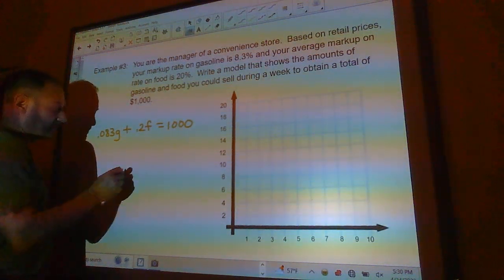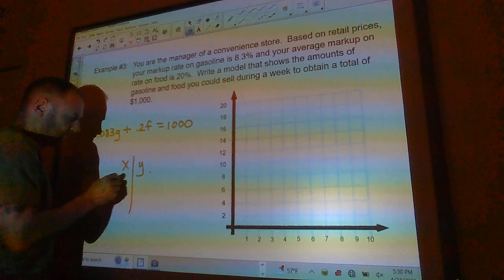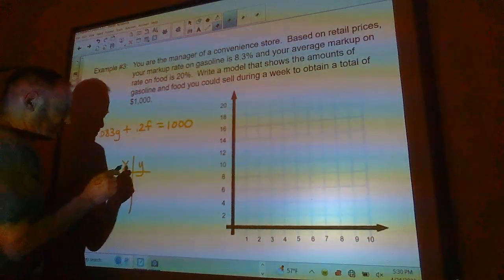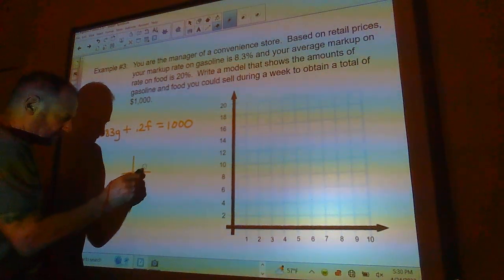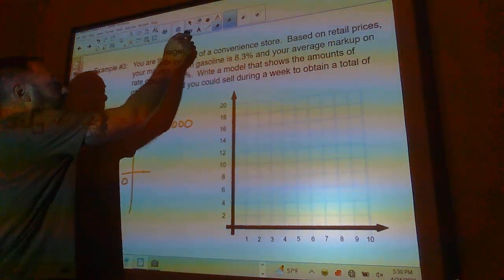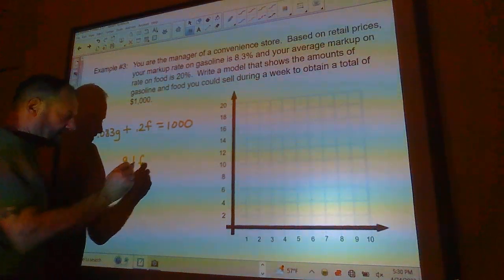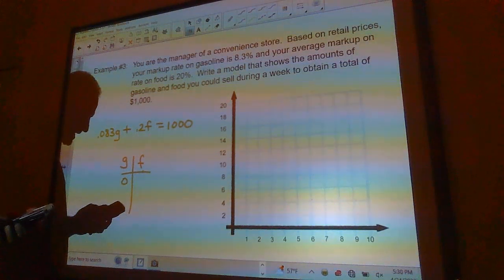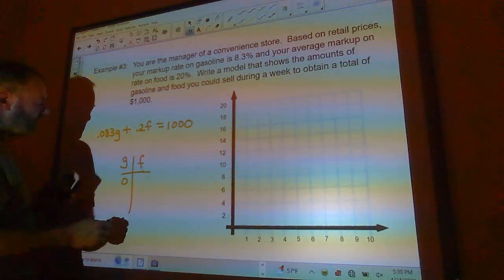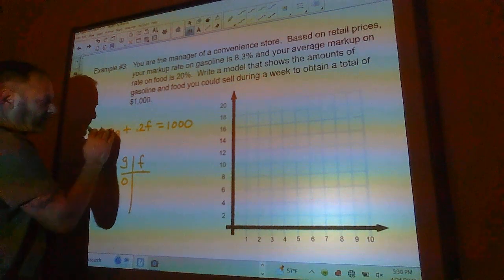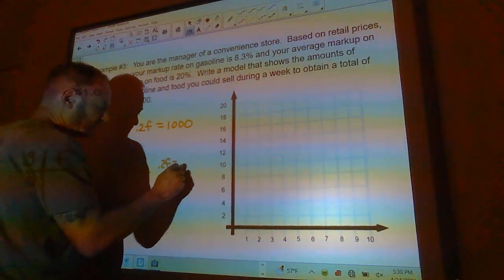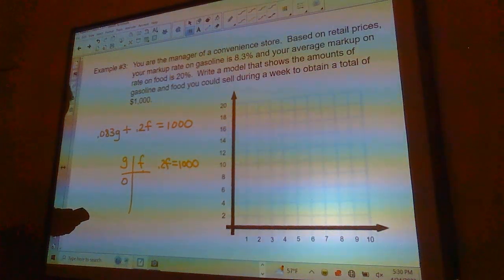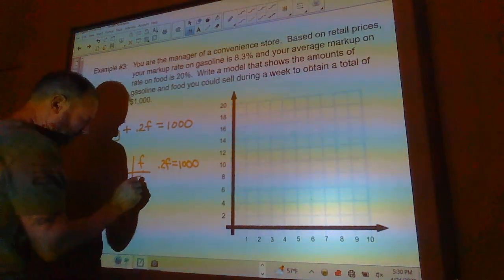So I would do this one with a table. Okay, you plug in 0 for your X, which in this case, your X is actually a G. So this is actually going to be G and F here. So I get out my handy dandy TI-84 Plus C Silver Edition graphing calculator because that's going to make this a whole lot easier. I plug in 0 for G, that makes this go away right here. I get 0.2 F equals 1,000. So I'm going to take 1,000 divided by 0.2, and I'm going to get 5,000.